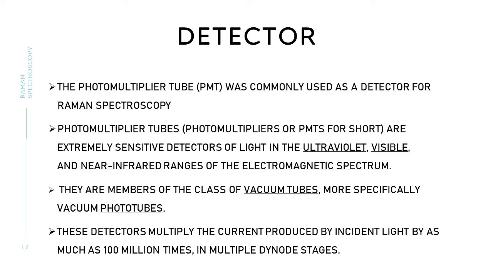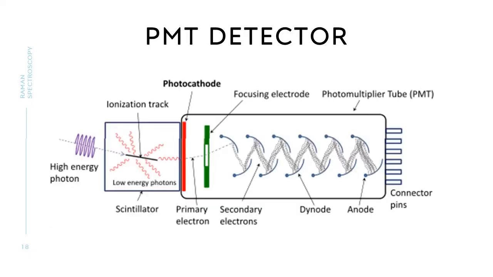So moving further, let us now talk about the detector that we are using in this method. So most commonly the photomultiplier tube is used as a detector in Raman spectroscopy. Photomultiplier tubes are extremely sensitive detectors of light, and they are members of the class of vacuum tubes, more specifically vacuum phototubes. These detectors multiply the current produced by the incident light by as much as 100 million times in multiple dynode stages. Here we can see in this picture a schematic representation of a photomultiplier tube.